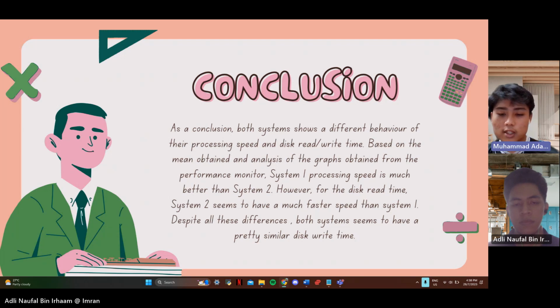I think these differences might be because different laptops use different processing methods. Like maybe my laptop uses its CPU to process data when playing the game Dota 2, so there will be an increased workload on the CPU, so the processing speed would decrease. Despite all these differences, both systems also have some similarities, which happens to be the disk write time.